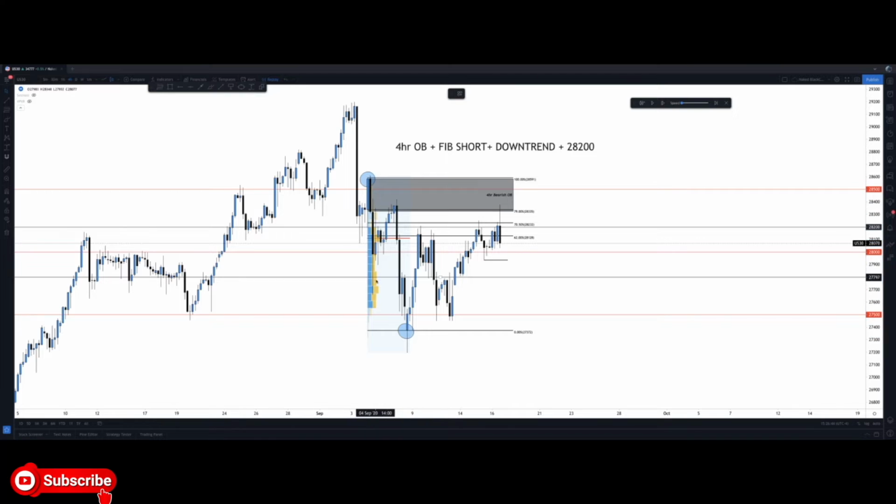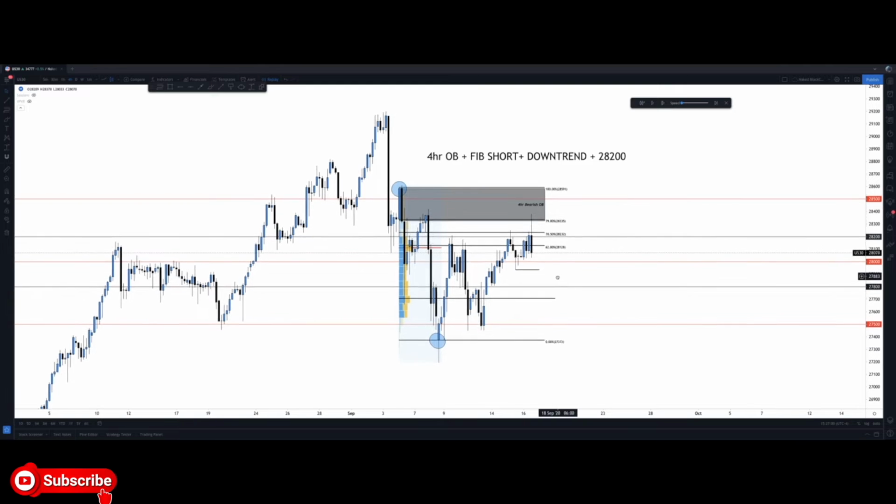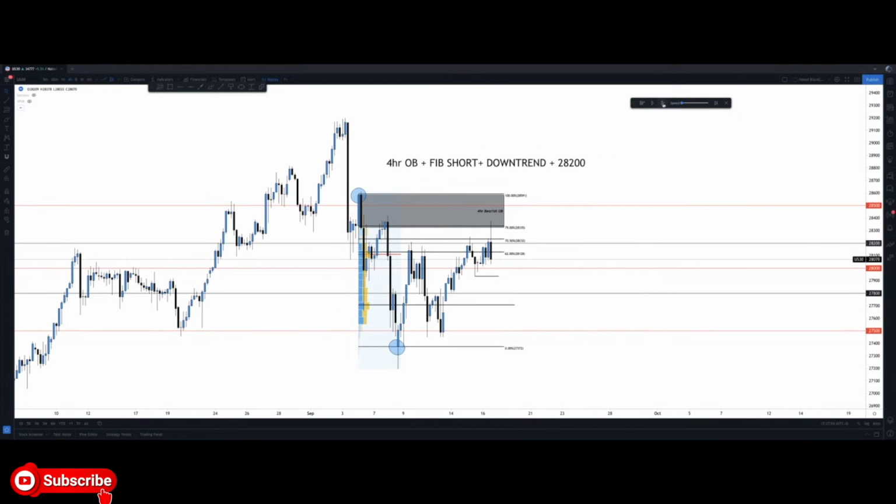Let me mark that. This is an area we would want to watch out for. This is an area we would want to get out, take partials, anything if we get there. But that's only if price makes this area. These are basically targets ahead of time, before anything even happens. So let's just watch what happens.